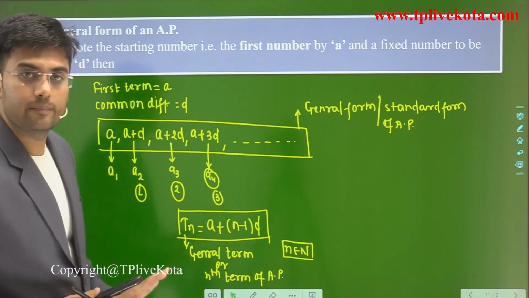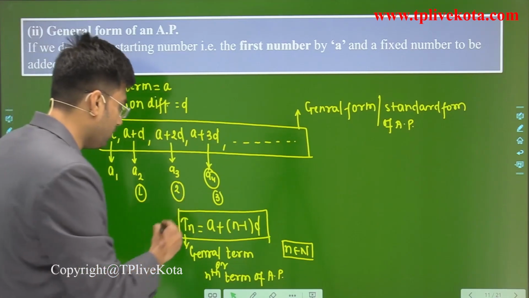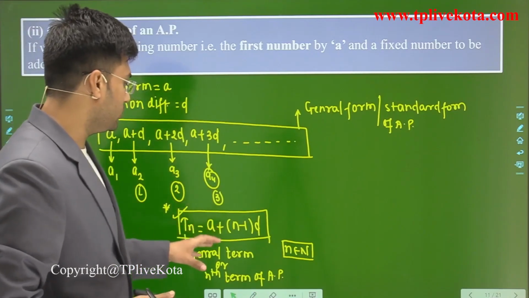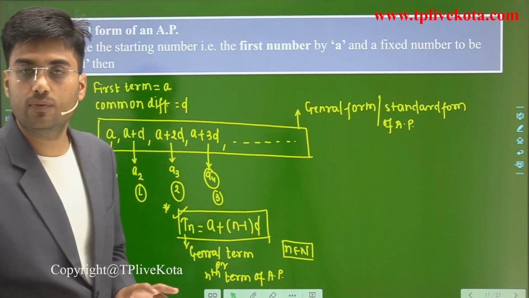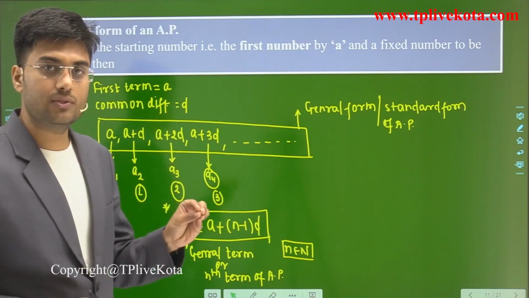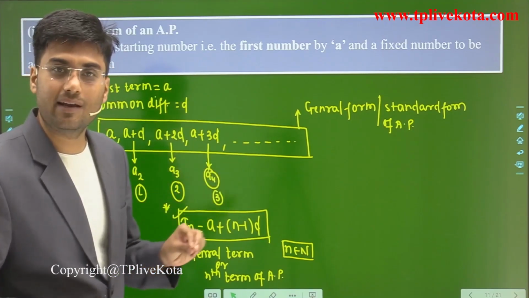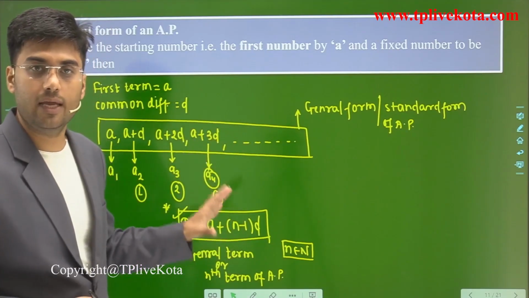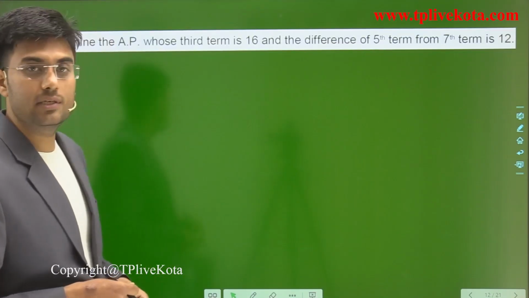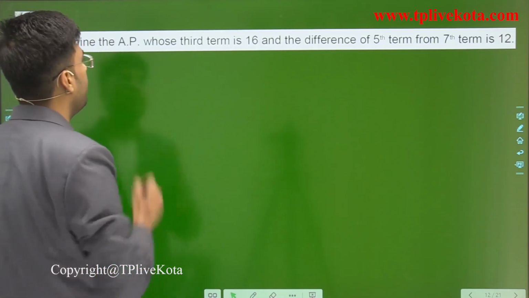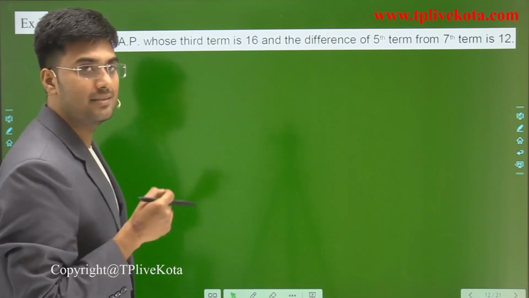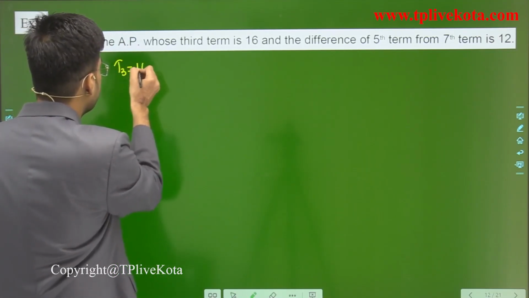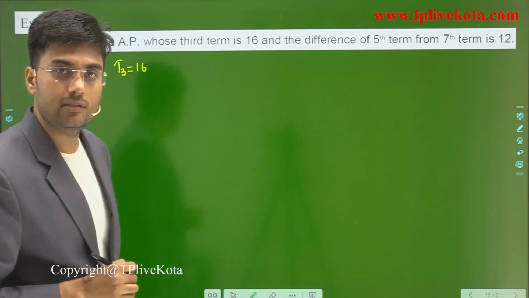Clear? This is a very important formula for arithmetic progressions, because most of the questions are based on the general formula of the AP. Now students, after this, let's discuss some interesting questions based on the general term of an AP. The first question is, determine the AP whose third term is 16. Here it is given that T3 is 16.